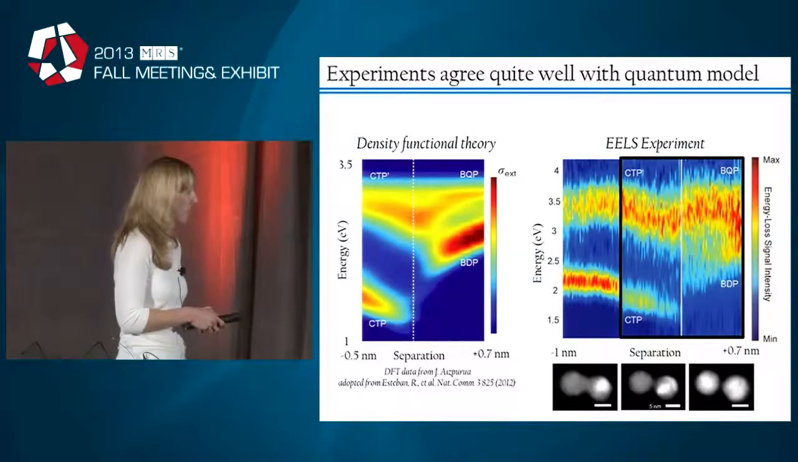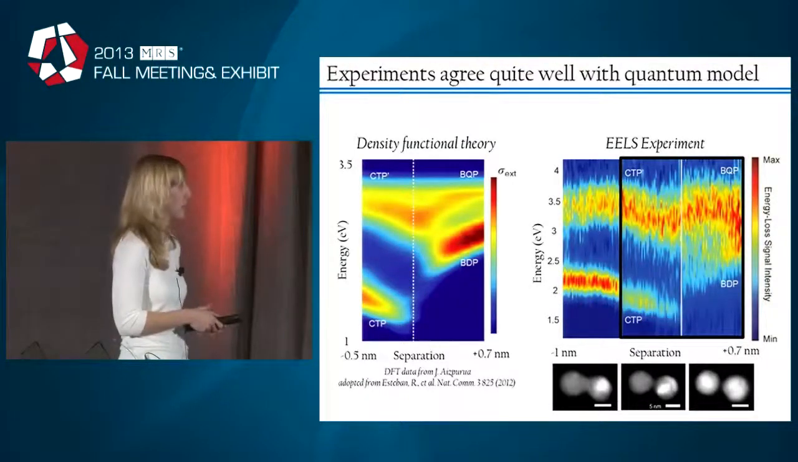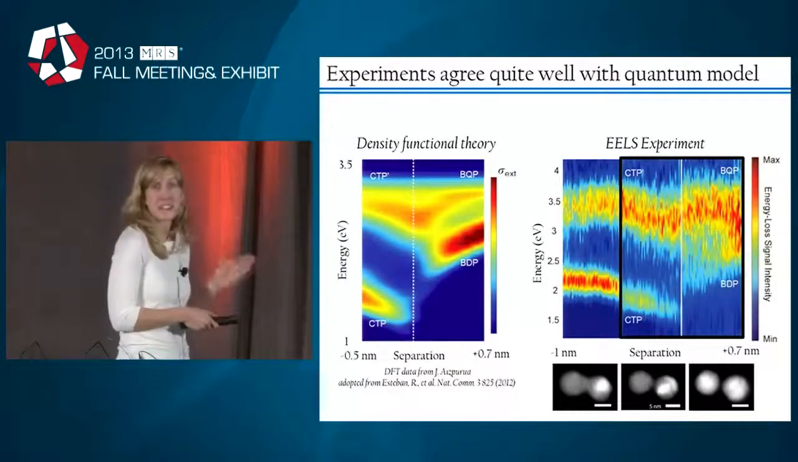And apart from here the intensity being a little bit stronger, you'll notice generally the trends show very strong agreement, with the bonding dipolar plasmon not exhibiting a strong redshift with the intensity dying off, and then with the charge transfer plasmon also not having a very significant intensity right when they're touching, but once the particles have overlapped a little bit.